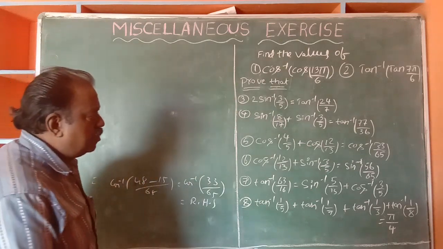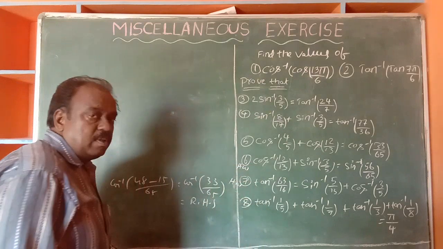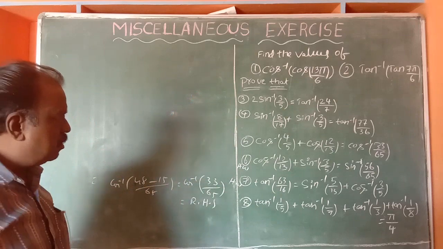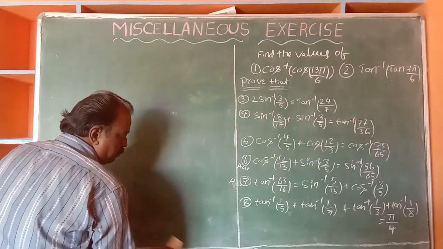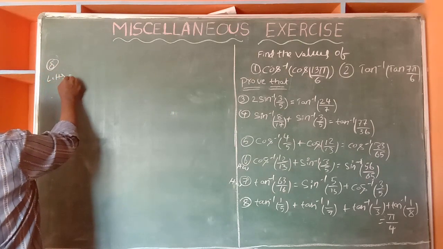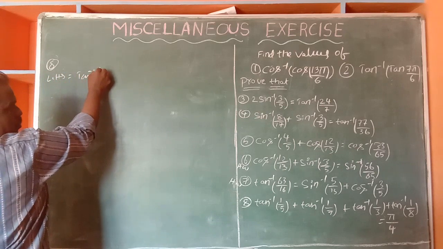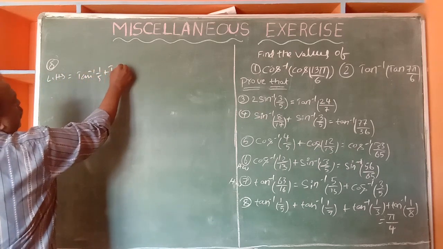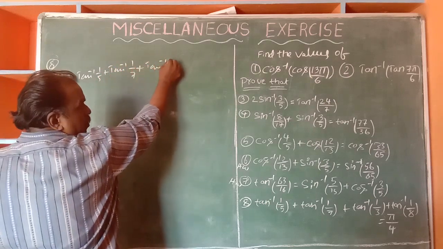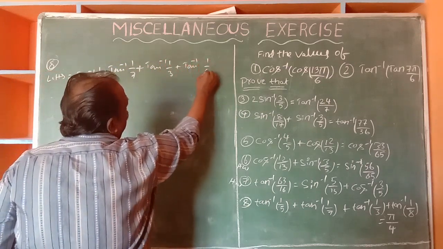Now, the sixth and seventh problems are given to you as homework. You solve those two problems by using the second method or the first method, whatever it may be. It's left to you. And the eighth one, LHS, I am taking directly. It is tan inverse 1 by 5 plus tan inverse 1 by 7 plus tan inverse 1 by 3 plus tan inverse 1 by 8.